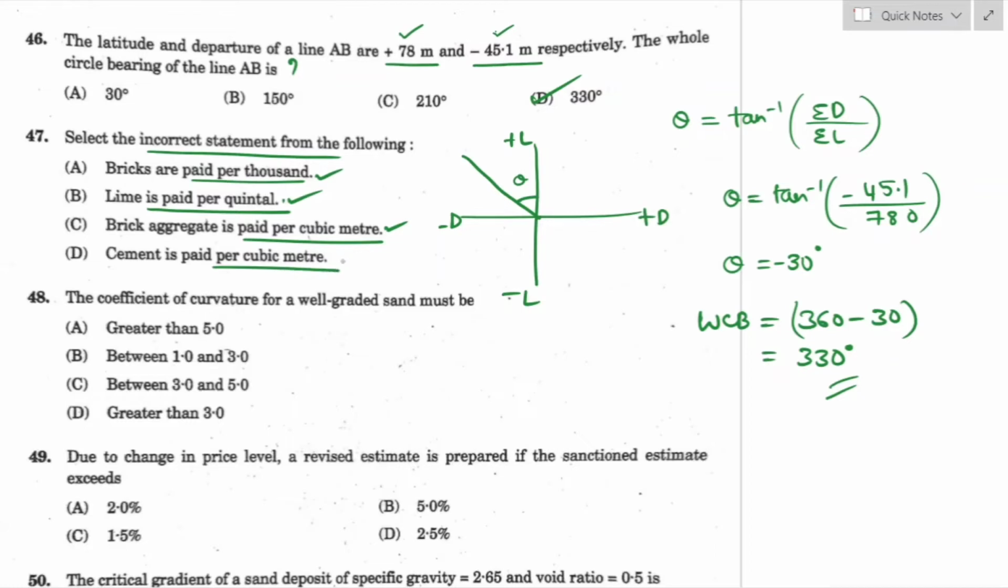Option D, cement is paid per cubic meter. This statement is false because cement is paid per bag of cement of 50 kg. So option D is the right answer, which is the incorrect statement. Question number 48.